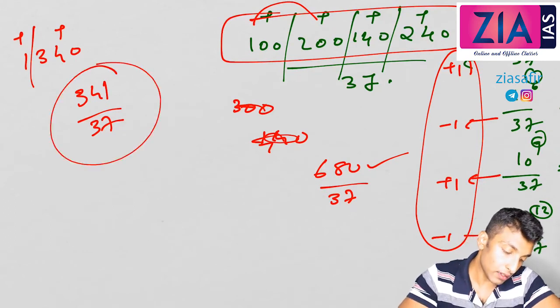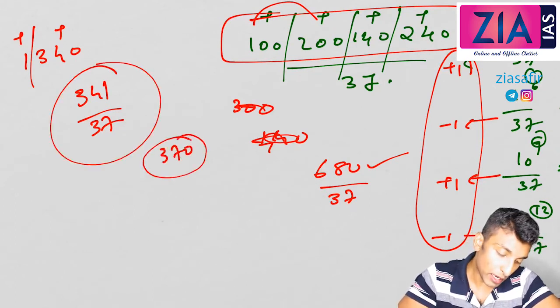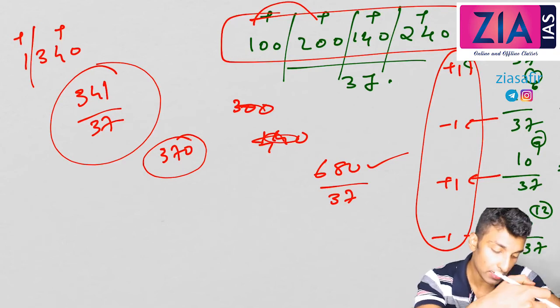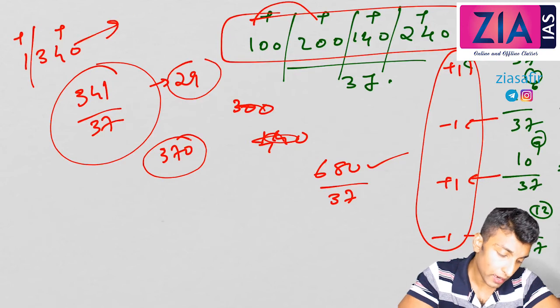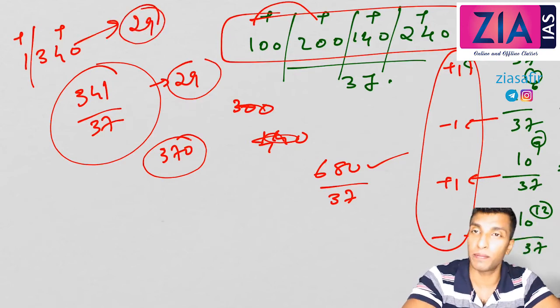Okay. So how can you get this answer? 341 by 37. 370 is a multiple of 37. So how much is the difference between 370 and 41? 29 is the difference. So here the remainder is 29. Here also remainder will be 29. Okay, now we will solve that question.